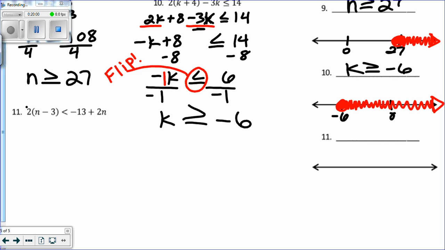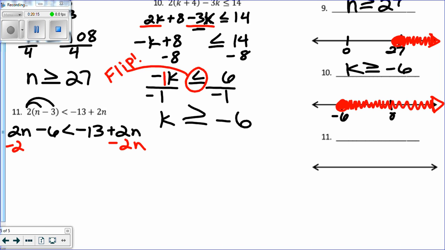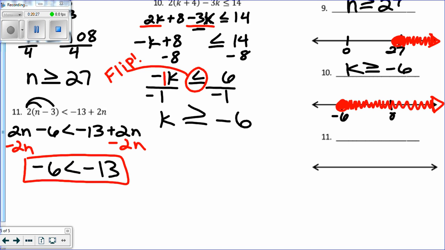And we have the last problem. So we're going to start again. We have to distribute. 2n minus 6 is less than negative 13 plus 2n. I'm going to get all my n's to one side, so I'm going to subtract 2n. Subtract 2n. And I'm left with negative 6 is less than negative 13. Is this statement ever true? No. Negative 6 is not less than negative 13. Negative 6 is greater than negative 13. So this is a false statement.